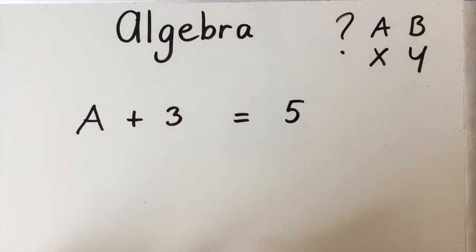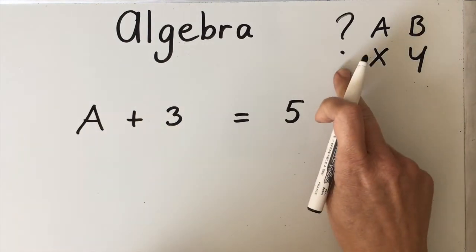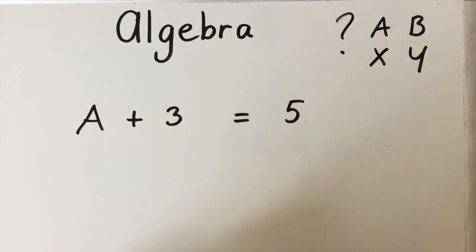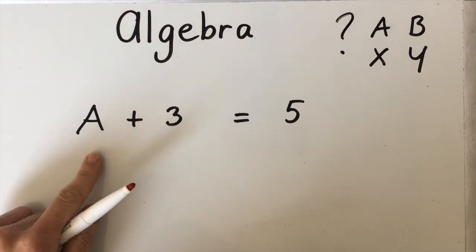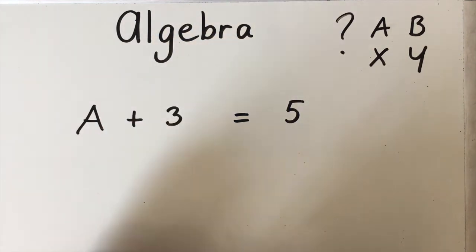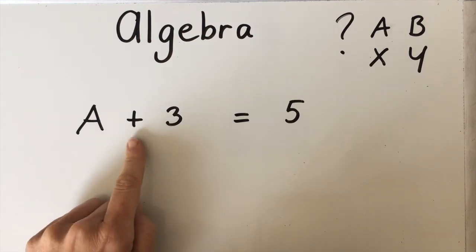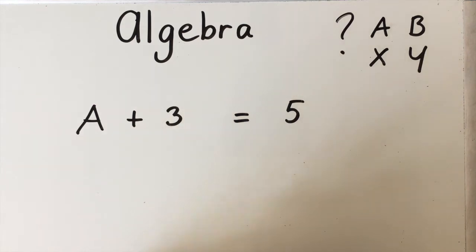You probably already know what A is. That is 2. But how can you prove it? A is my mystery guest. I don't know what it is. It's my question mark. In order to isolate A, I need to get rid of this part, the plus 3. How do I do that? Well, if I want to get rid of plus 3, I need to take away 3 because plus 3 minus 3 is 0, is nothing.